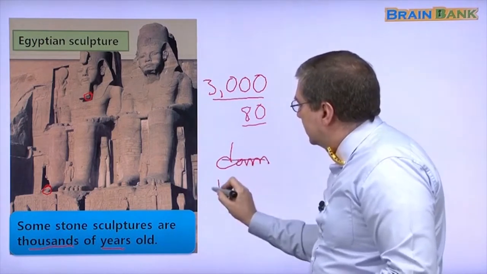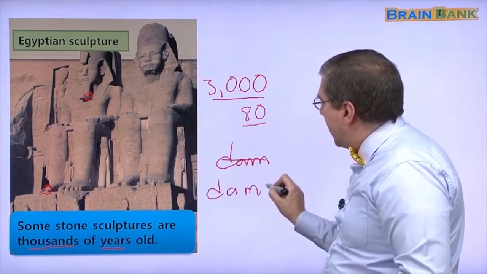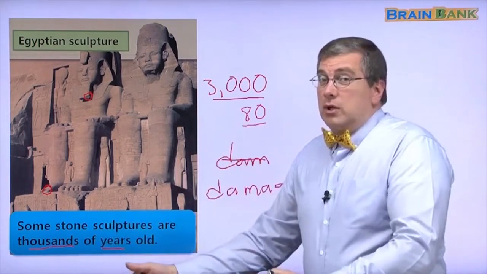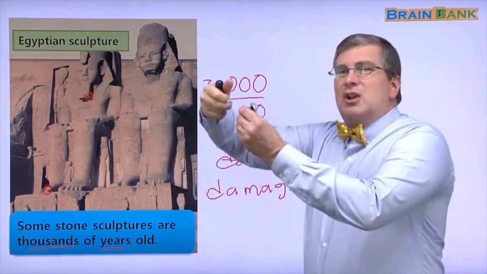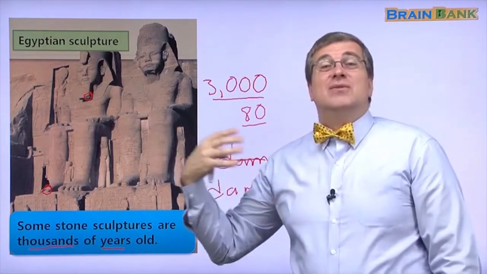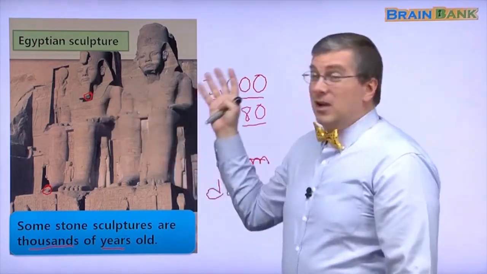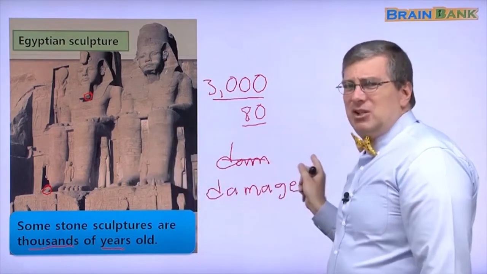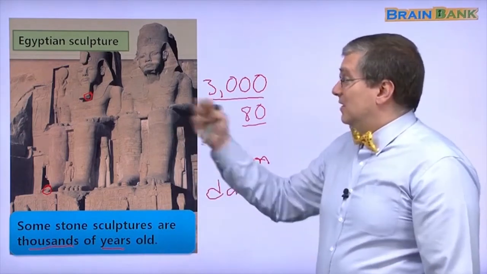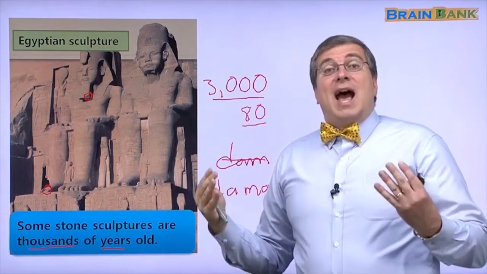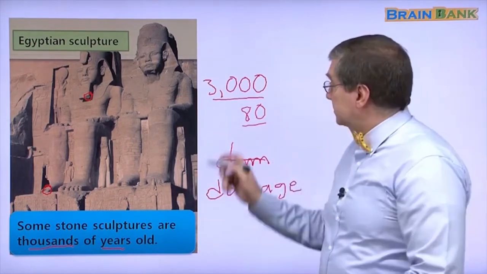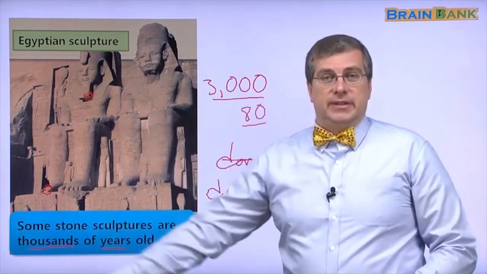Oops, let me do that again. D-A-M-A-G-E, damage. Over a long time, some parts of the sculpture get broken. That is damage. Of course, these are thousands of years old, but still, they're in good condition. Not much damage, 조금 damage, a little damage. But they still last today. That's how amazing some stone sculptures are. They go back thousands of years.